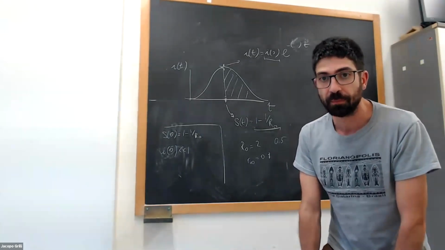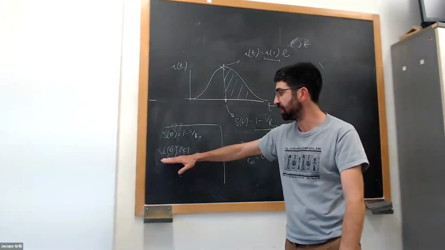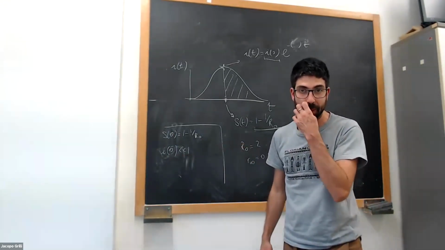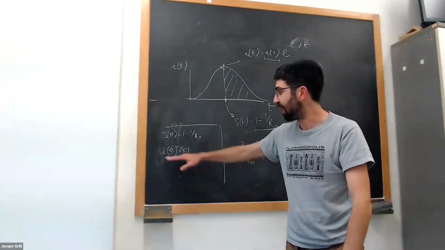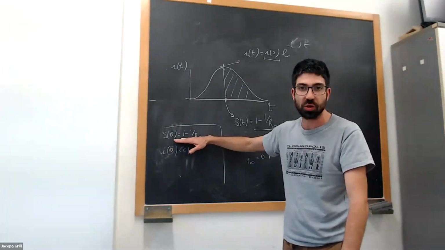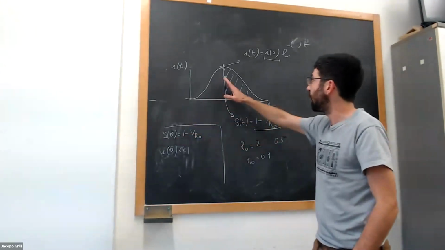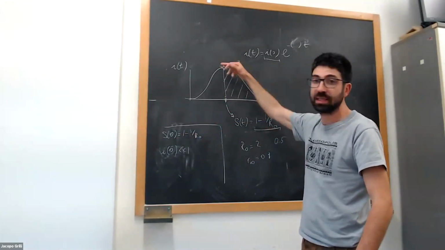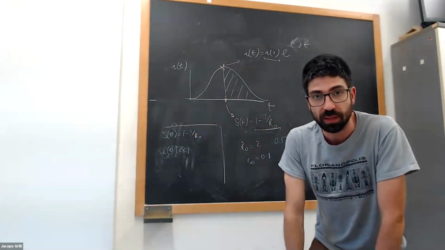Now, a different thing is when this I0 is much larger than 1. If I0 is much larger than 1, it's true that you can have reached this threshold here, but still you have a bunch of the population that is going to be infected because there is a high number of people that is going to be infected.